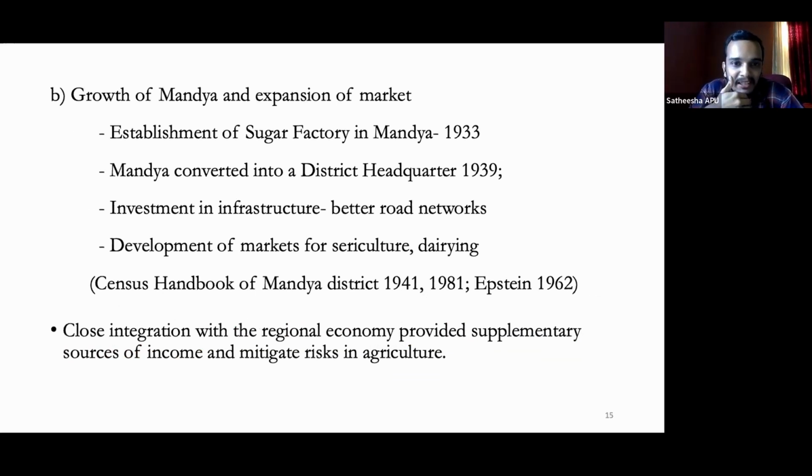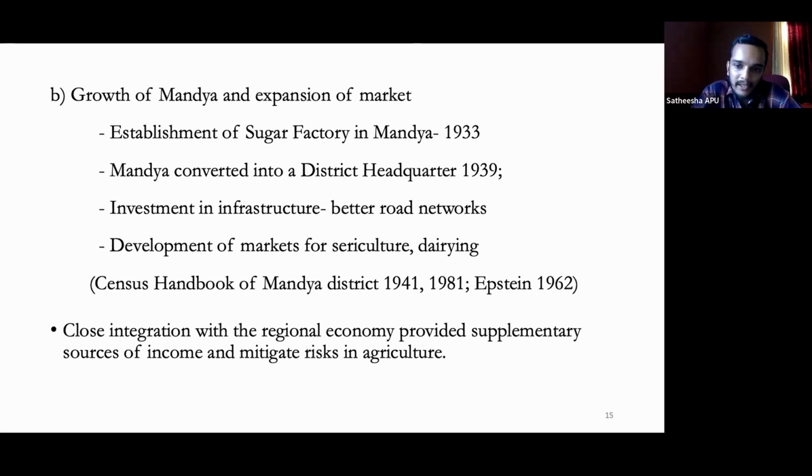The extension of irrigation and cultivation of sugarcane actually contributed to the growth of Mandya as a major town in Karnataka. The first sugarcane factory was established in 1933 in Mandya. Then Mandya became a separate district in 1939 with Mandya as the district headquarters, which gave a big boost to investment in infrastructure, in particular better road networks. And also Mandya has well developed markets for sericulture and dairy.